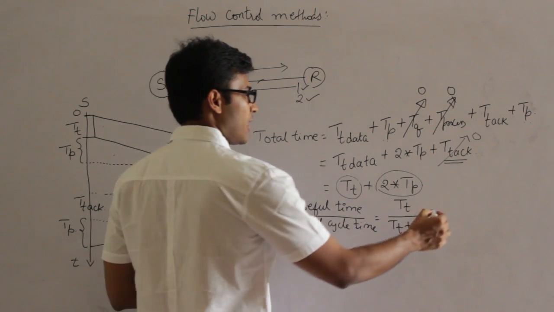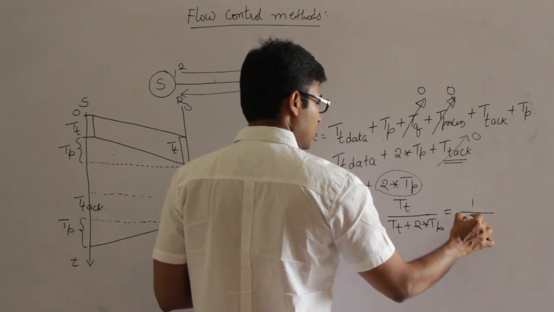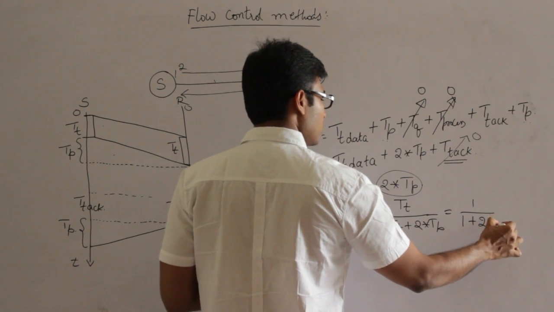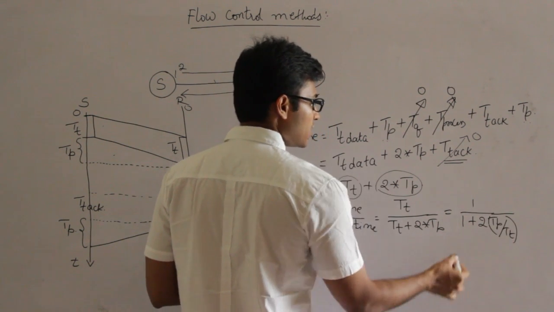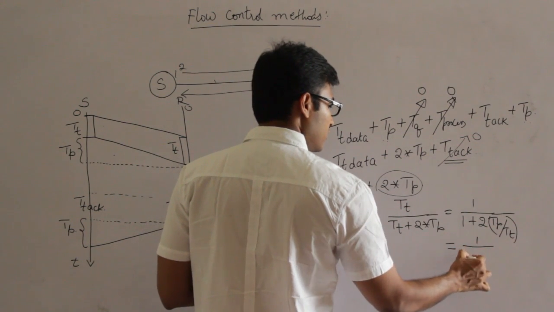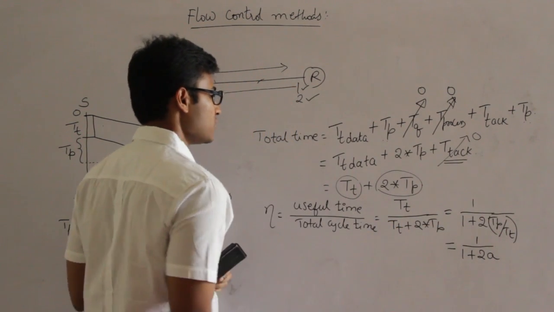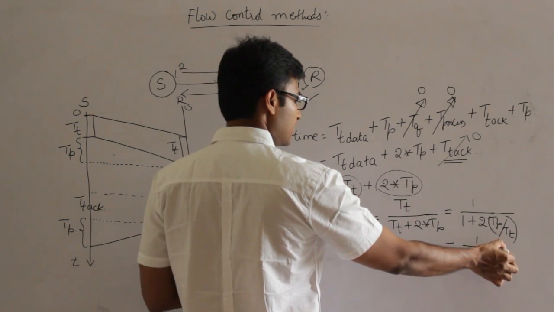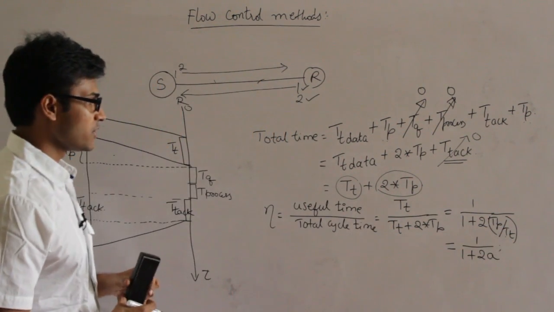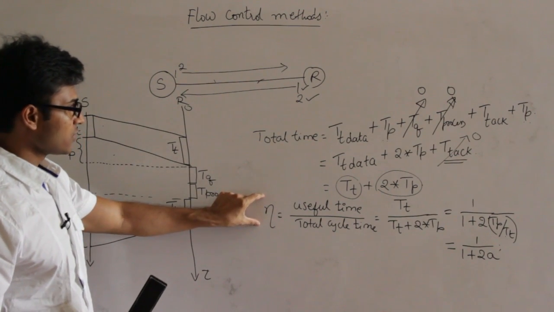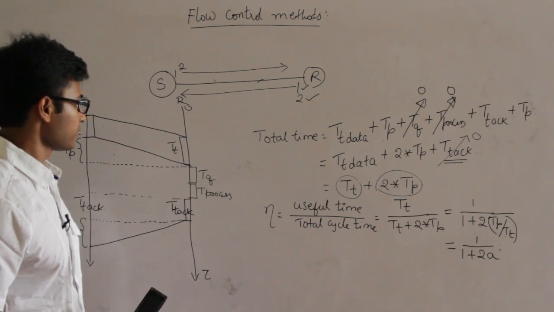Just to simplify it, I am going to divide numerator and denominator with Tt. Then what I get is 1 upon 1 plus 2 into Tp by Tt. Dividing numerator and denominator with Tt, that equals 1 upon 1 plus 2a, where a is Tp by Tt. So I am using a just for the sake of simplicity, where a is nothing but Tp upon Tt. So this is the formula for efficiency. Therefore, in case of stop and wait, efficiency of the stop and wait protocol is 1 upon 1 plus 2a.